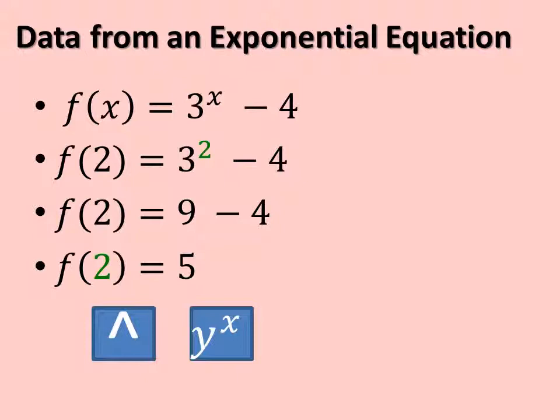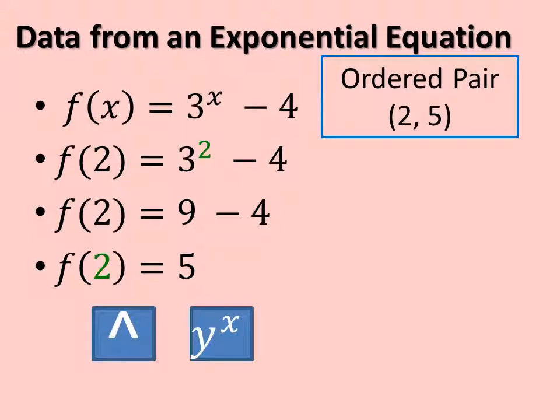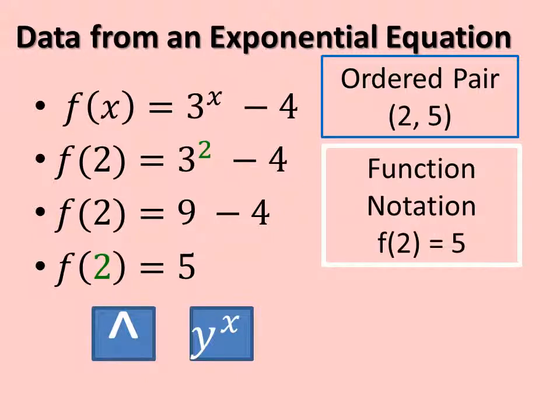Well, let's write this as a traditional ordered pair. Open parentheses, 2, comma, 5, close parentheses. Or we can write it as our new function notation. f of 2 equals 5. My x is 2, my y is 5. I can also put it into a function table. x is 2, y is 5.